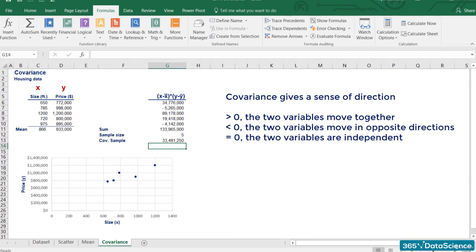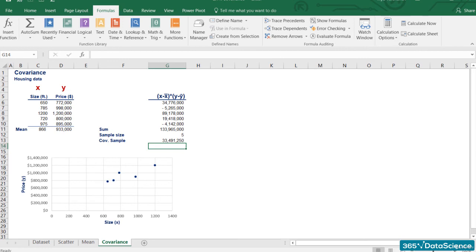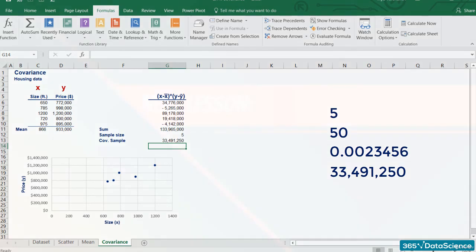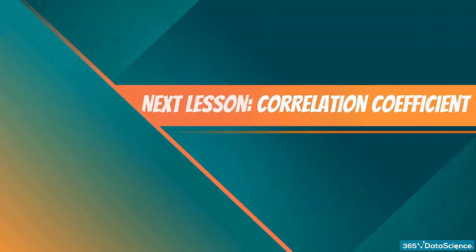There is just one tiny problem with covariance, though. It could be a number like 5 or 50, but it can also be something like 0.00234456, or even over 30 million, as in our example. Values of a completely different scale. How could one interpret such numbers? Proceed to the next lecture to find out how the correlation coefficient can help us with this issue.